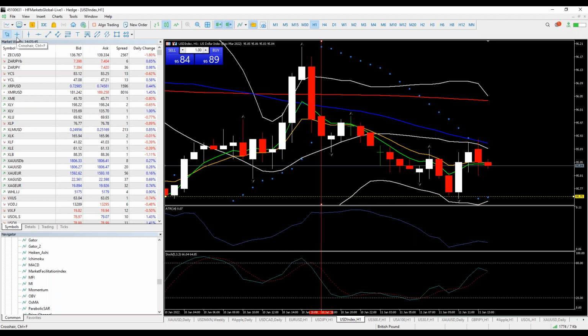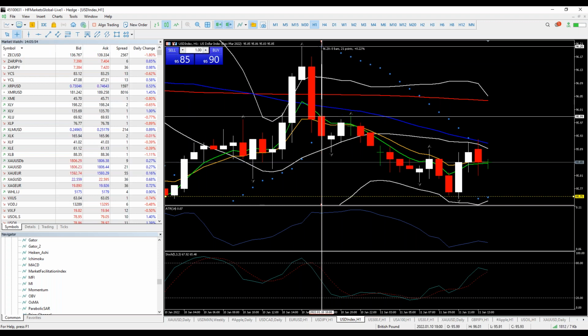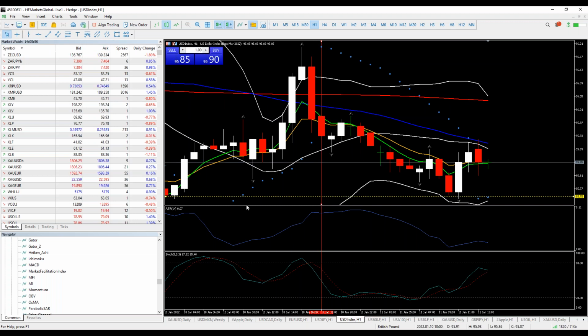So you can measure the distance of the price from the parabolic SAR. Say 20 pips it is, and set your stop loss based on the 20 pips distance that the price has from the parabolic SAR. So this is another way.